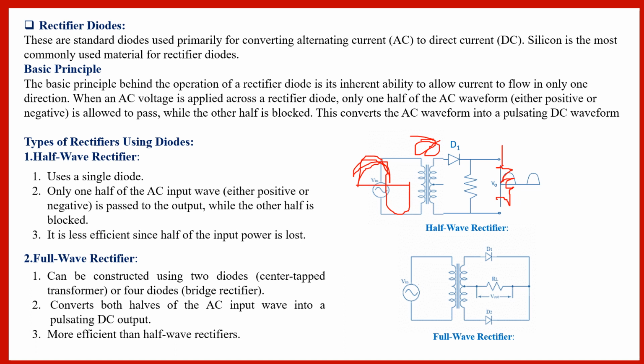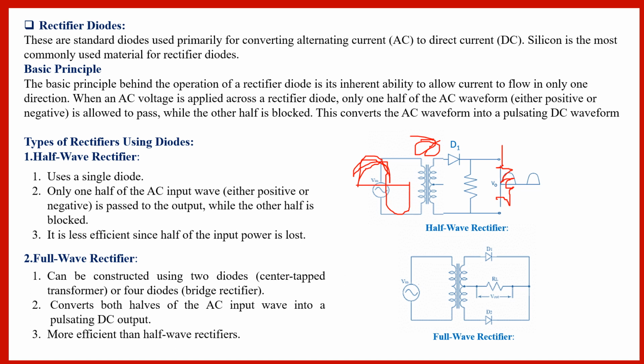So this is a transformer, the primary and the secondary. This particular rectifier works with two diodes, which is different from the half wave rectifier. If we use only one diode, that is why it gives us only half of the wave. But here we use two diodes.